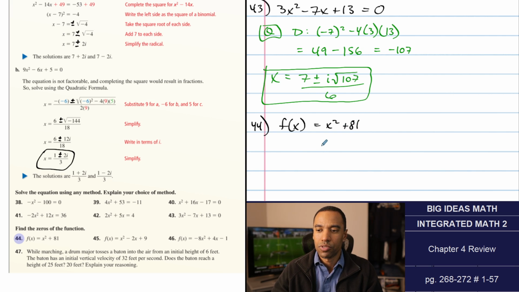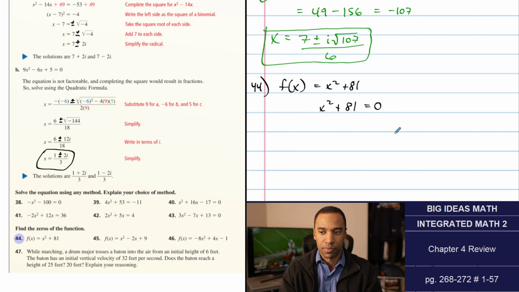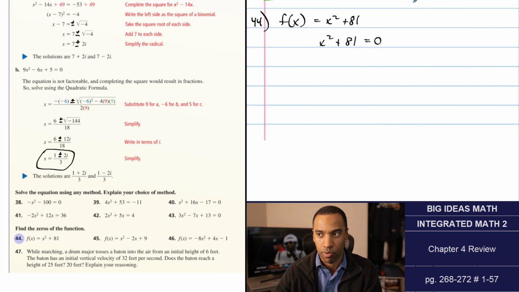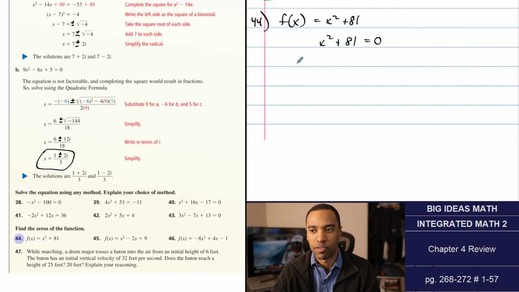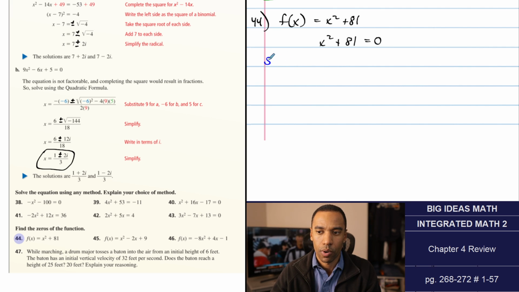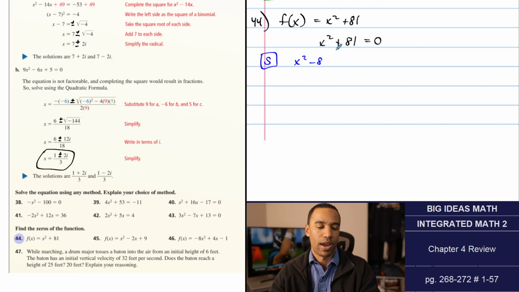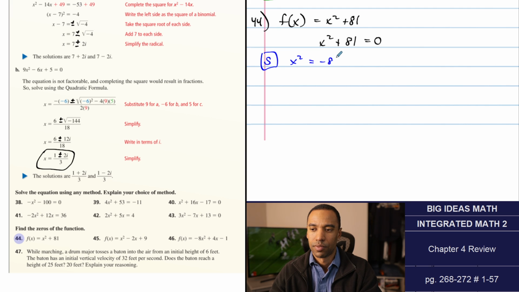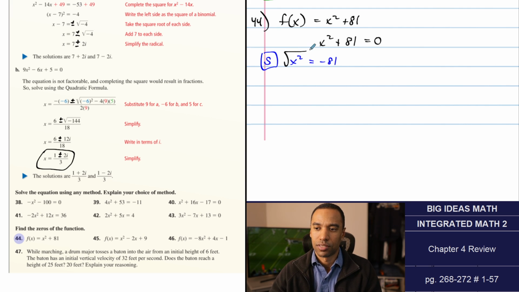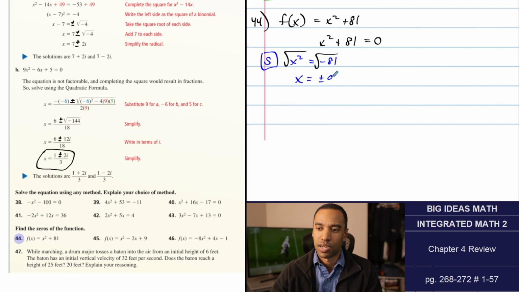So what are we going to do? Set x squared plus 81 equal to 0. Solve using any method. This doesn't change how I'm approaching these problems, right? I'm doing this just like I did the previous ones. Looks like the square root method is well back into play. x squared equals negative 81. Take the square root of both sides, and you get x equals plus or minus 9i.